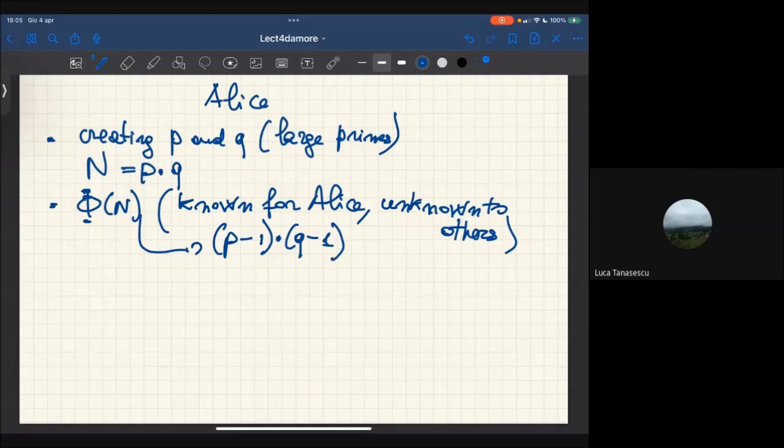Notice, please, that since p and q are prime, they are odd numbers. It means that p minus 1 is even, and also q minus 1 is even. So phi of n is an even number.